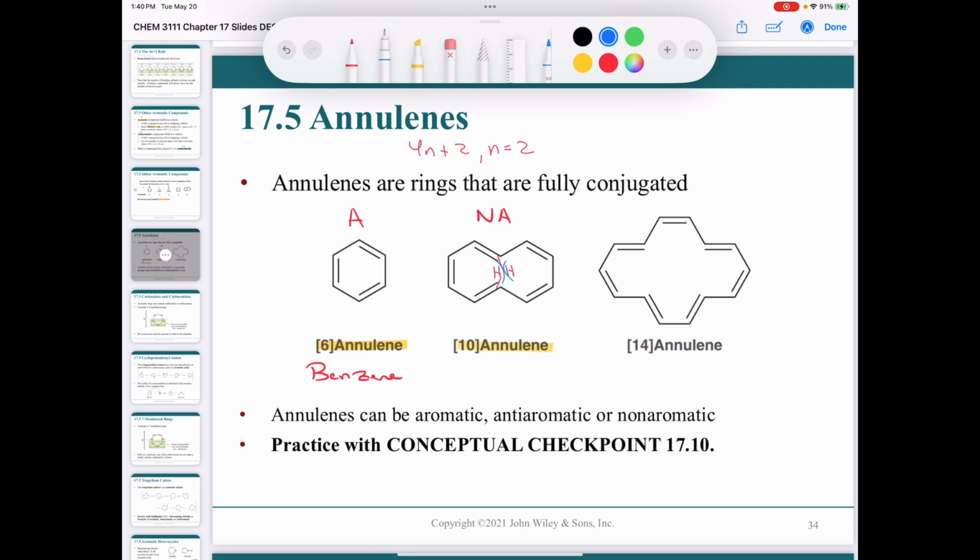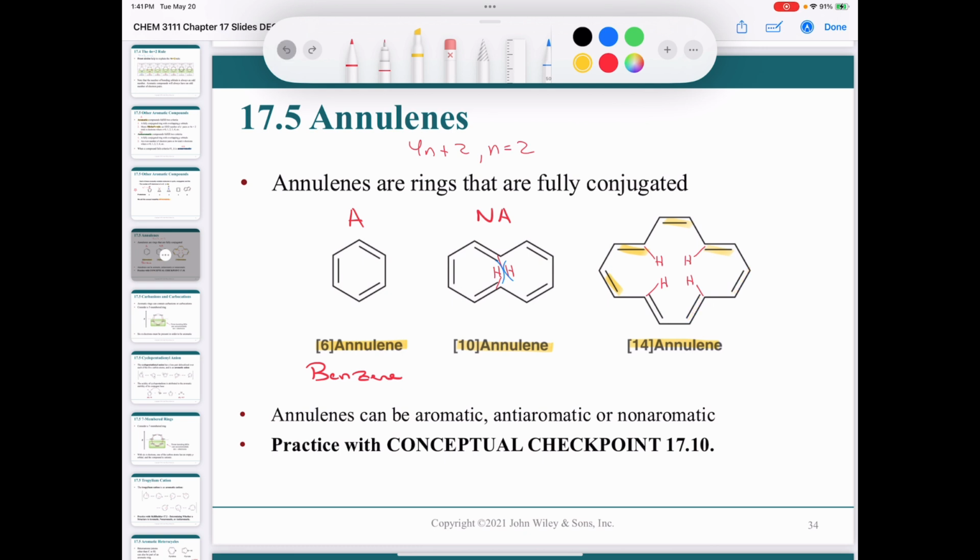Now, when you get to 14-annulene, you might think, okay, I have protons sticking out inside like this that would push this compound out of planarity. And even though it does have 1, 2, 3, 4, 5, 6, 7, 8, 9, 10, 11, 12, 13, 14 pi electrons, 14 is 4n plus 2 when n is equal to 3. 3 times 4 is 12, plus 2 gives you 14. You might think this should be an aromatic compound.